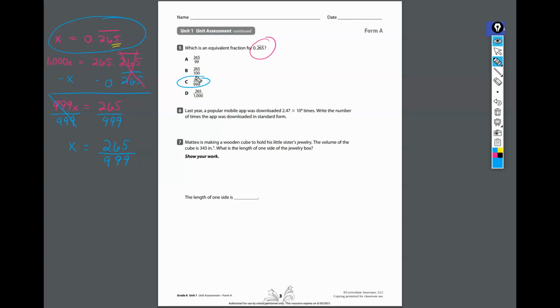Last year, number 6, a popular mobile app was downloaded 2.47 times 10 to the 8 times. Write the number of times the app was downloaded in standard form. So this is a really simple question. All you have to do is move the decimal over. You have 2.47 times 10 to the 8th. Notice the 8 is positive, so it's going to turn into a big number. That means we have to move this decimal to the right 8 places.